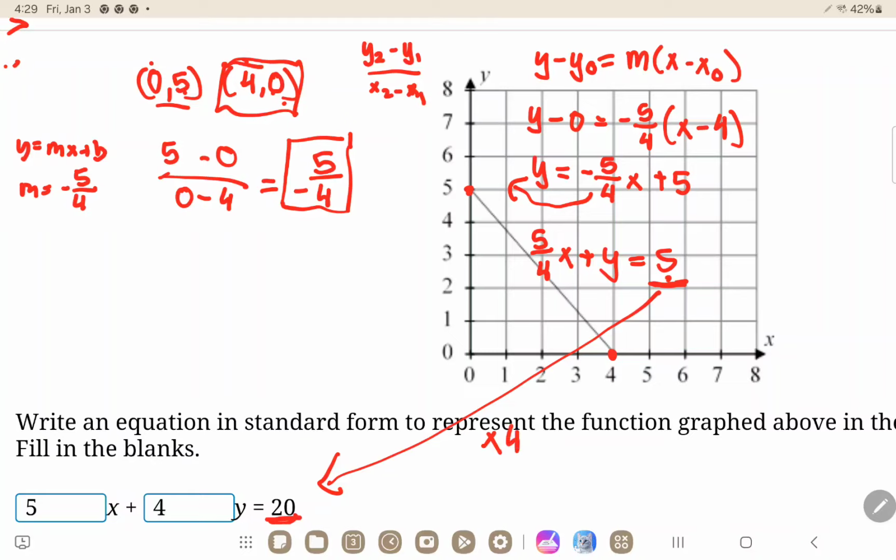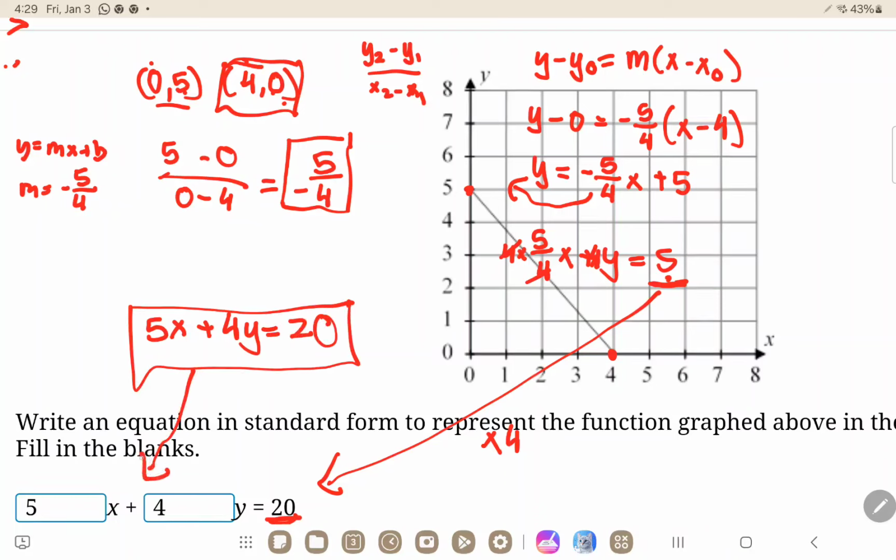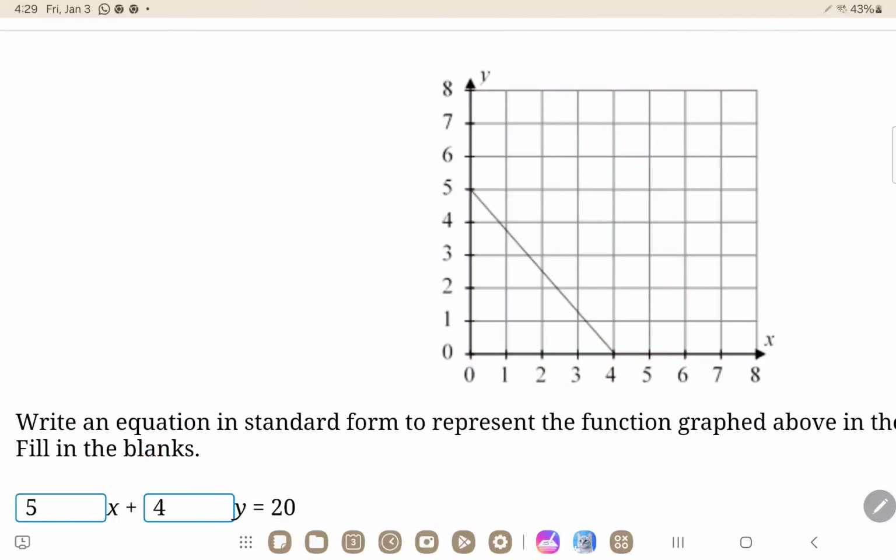But you can't multiply one part of your equation and leave out the rest. So you're going to have to multiply this part by 4 and this part by 4. So you're going to have to cancel this with this. You're going to be left with 5x plus 4y equals 20. Does this match our equation given, or the form of the equation given? Yes, it does. So that's your final answer. Let's move on.